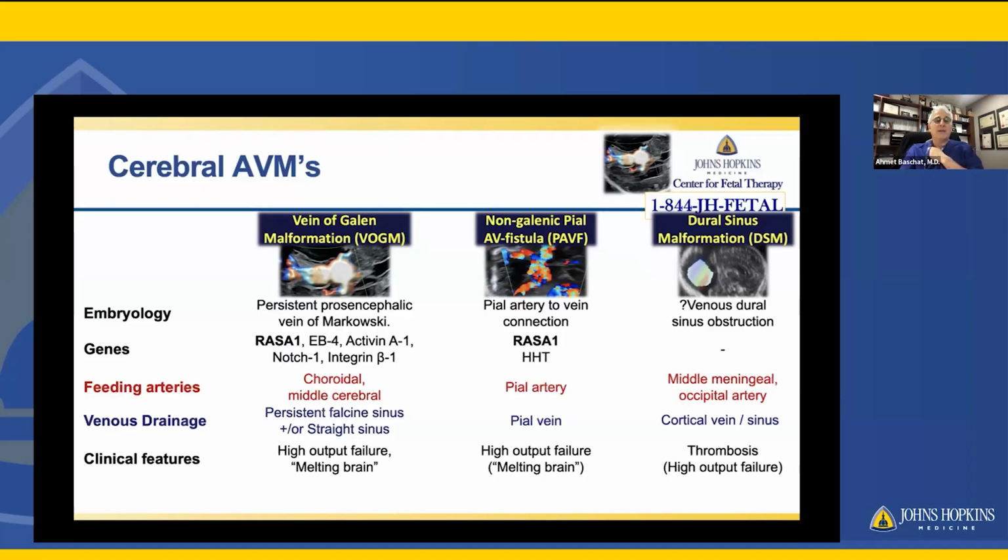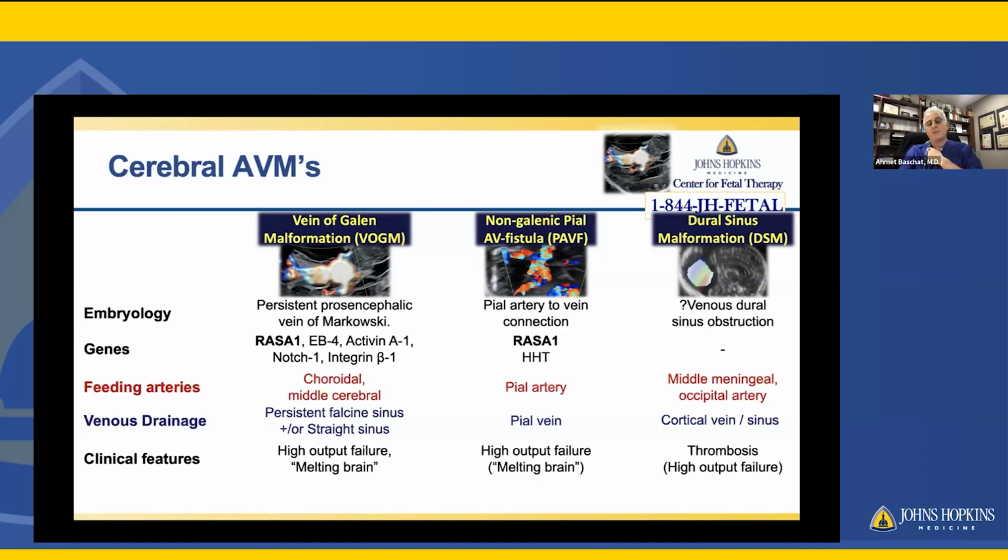The clinical features in the vein of Galen malformation are a high risk for high output cardiac failure and the melting brain syndrome. Pial fistulas can also give you high output cardiac failure, but typically less frequently in fetal life because they are typically smaller, more confined, more towards the brain surface, and often don't have the potential to receive that much arterial blood flow.